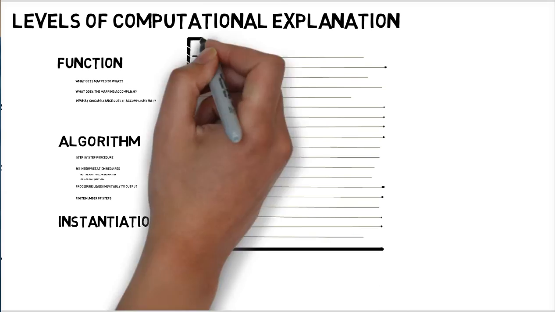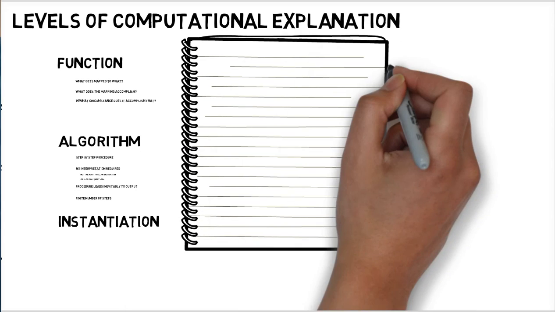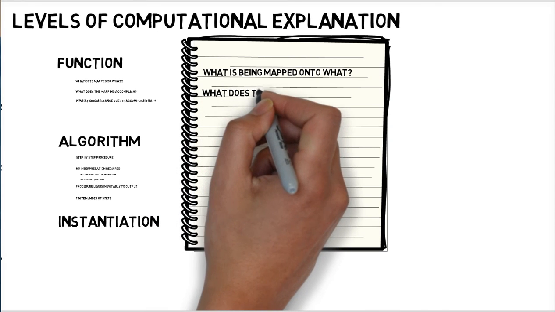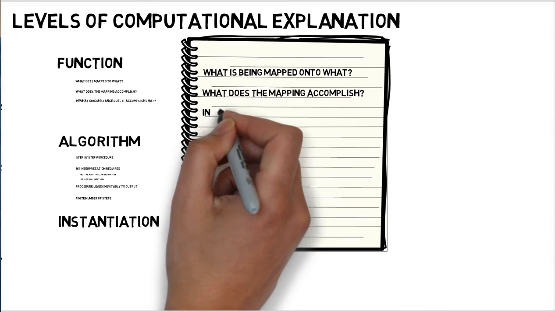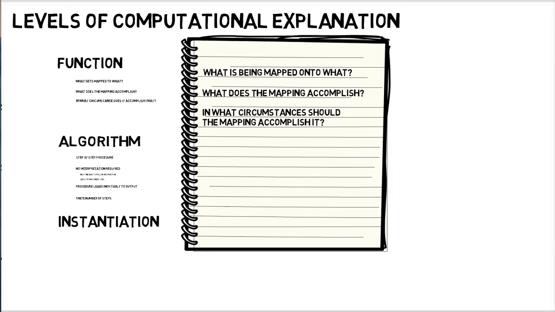To summarize, here's a list of questions that you need to answer at each level in order to give a computational explanation of a process. First, what is being mapped onto what? Second, what does the mapping accomplish? Third, in what circumstances should the mapping accomplish that? These 3 questions, if you answer them, would constitute a function level / ecological level of explanation. The reason that some thinkers call it an ecological level is because we're considering the broader circumstances, all of the contextual features that might contribute to or detract from something performing a certain function.